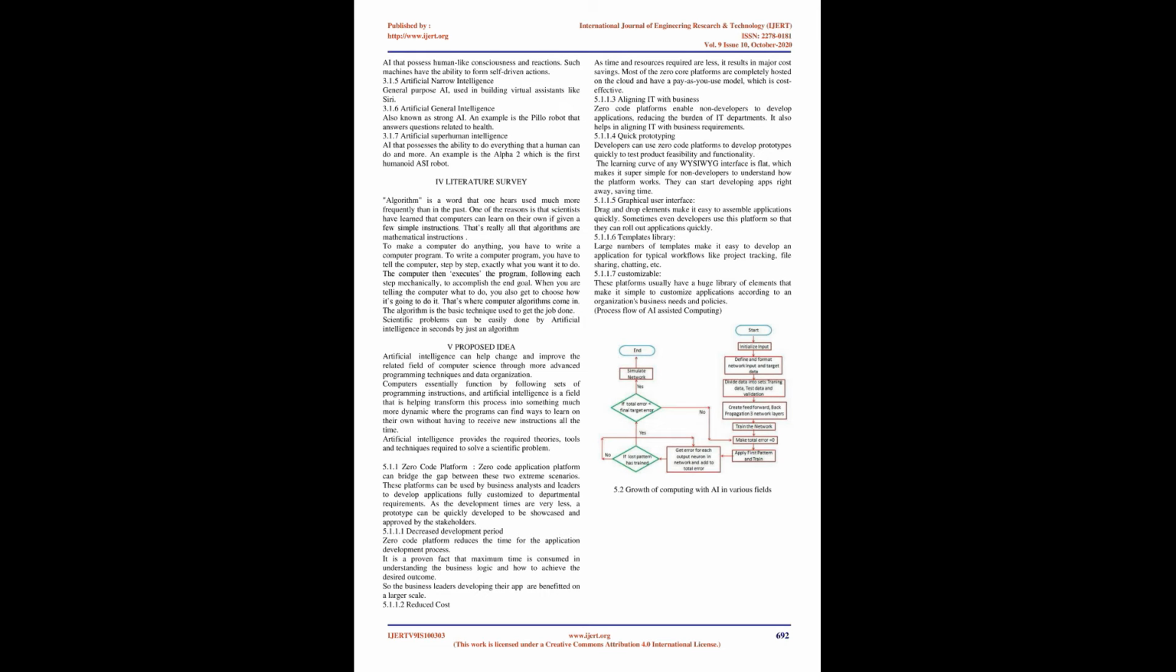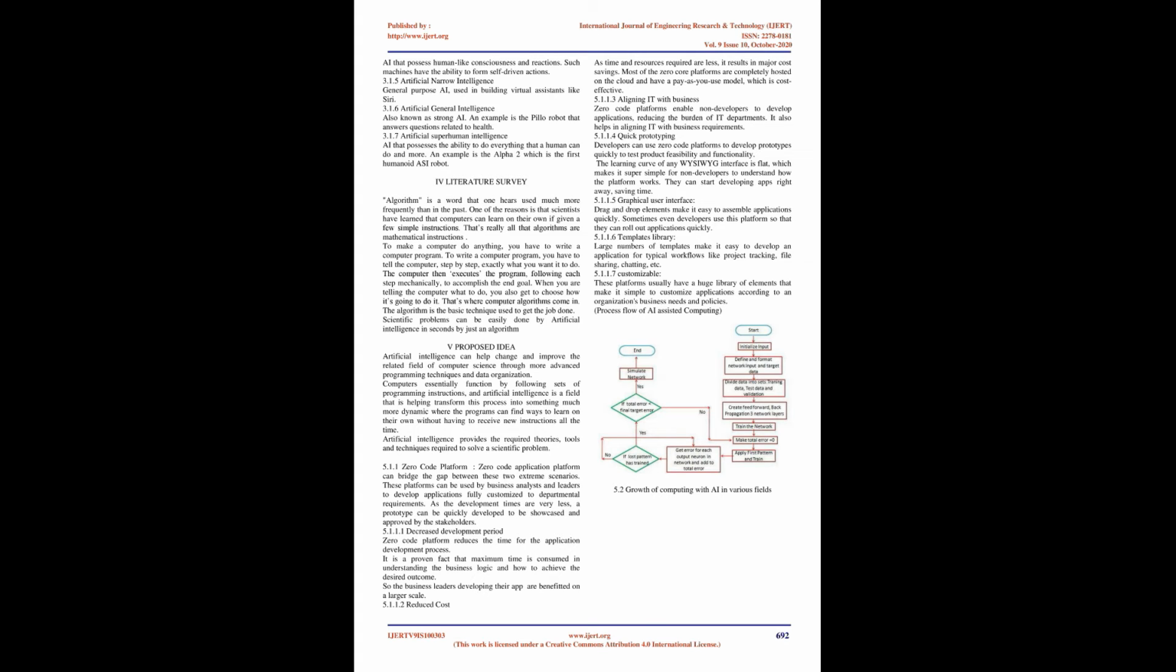4. Literature survey. Algorithm is a word that one hears used much more frequently than in the past. One of the reasons is that scientists have learned that computers can learn on their own if given a few simple instructions. That's really all that algorithms are: mathematical instructions. To make a computer do anything, you have to write a computer program. To write a computer program, you have to tell the computer, step by step, exactly what you want it to do. The computer then executes the program, following each step mechanically, to accomplish the end goal.